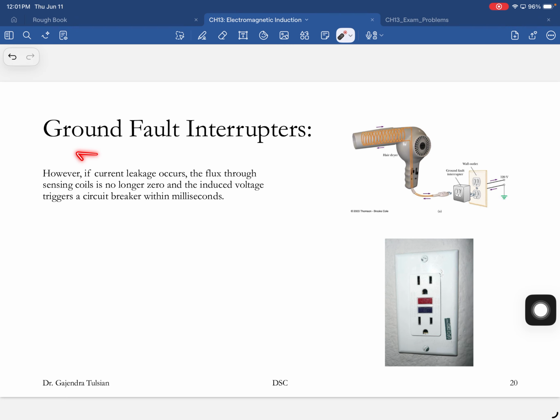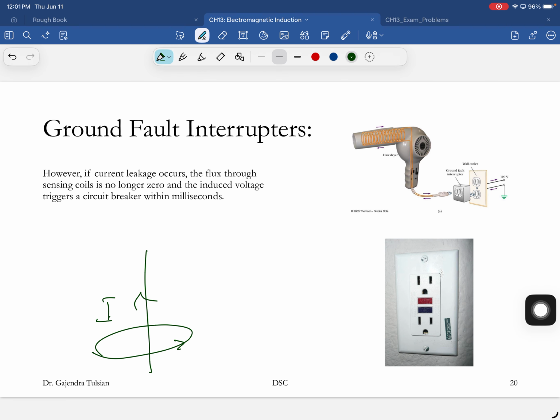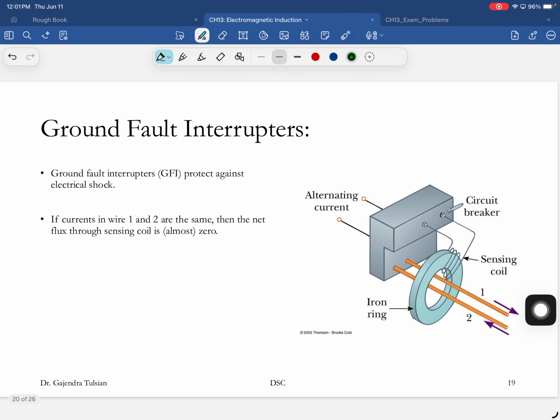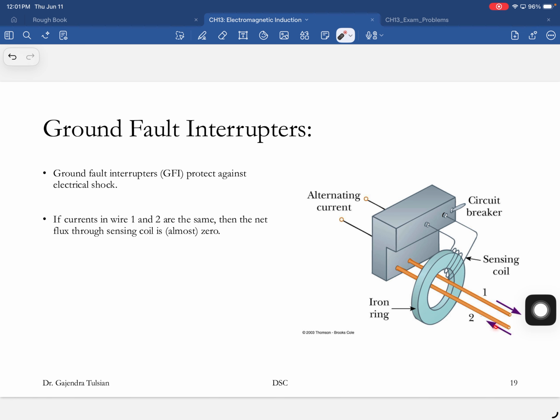So this is called a ground fault interrupter, and here's how it works. You saw a current produces a magnetic field, right? If the current is flowing this way, the magnetic field is like that, and so on. So here's current coming in, producing a magnetic field like that. And if the equal current is flowing out, there's a magnetic field in the opposite direction, which is canceling it. So when everything is normal, the magnetic field through this thing is 0.